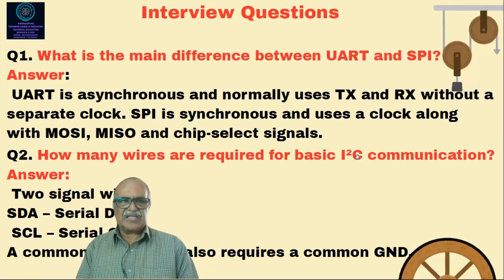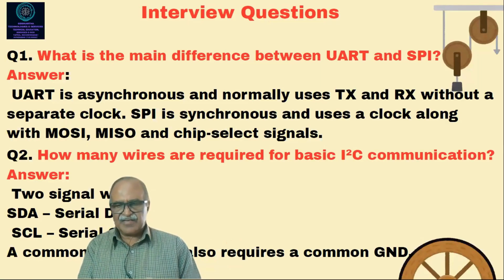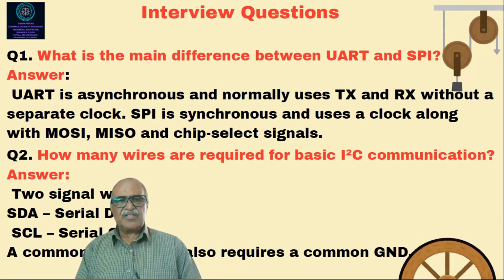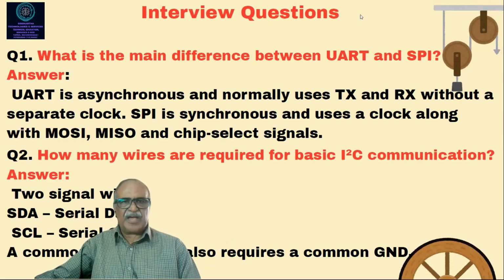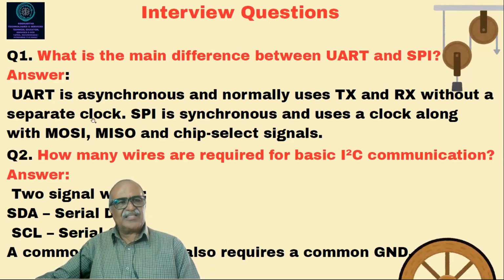Now, what may be asked? I've just given you the complete idea. Suppose you're going for an interview or writing an examination, what may be the questions asked? What is the difference between UART and SPI? The answer is: UART is asynchronous and normally uses TX and RX without a separate clock. SPI is synchronous and uses a clock along with MOSI, MISO, and chip select signal, CS. So this should be your answer.